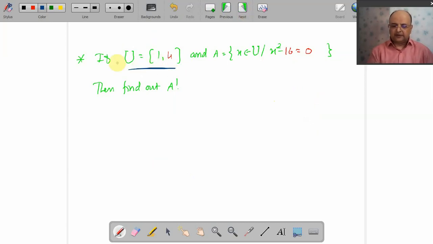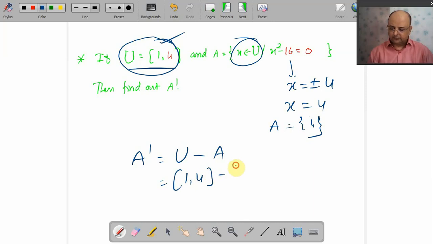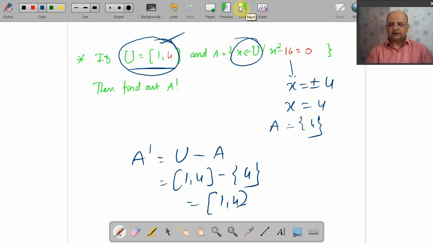One more. I go for x square equals 16. See, tomorrow U has changed. I told you, x square equals 16 means x equals plus or minus 4. But x belongs to U, so x has to be positive. It can't be negative. We are left with only x equals 4. So your A equals {4}. Your A dash is U minus A, that is the closed interval [1, 4] minus 4. That is the closed open interval [1, 4). Easy? Sure, dears? Okay then.